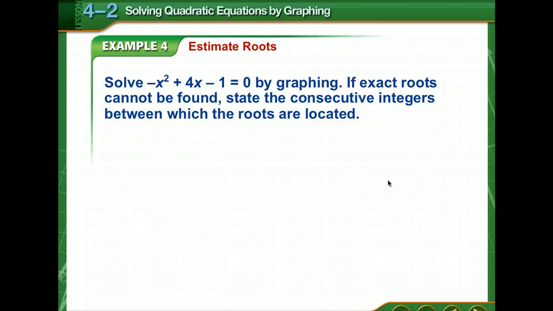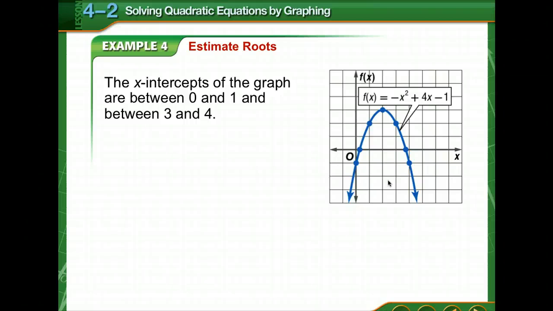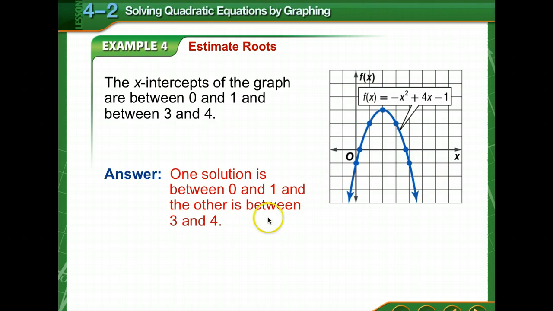Now we can also estimate solutions. Often exact roots cannot be found by graphing, but you can estimate the solutions by stating the integers between which the roots are. Make a table of values and graph the related function. Okay, the x-intercepts of the graph are between 0 and 1 and between 3 and 4. So one of the solutions is going to fall between 0 and 1 and the other is going to fall between 3 and 4. So we're just estimating the roots.